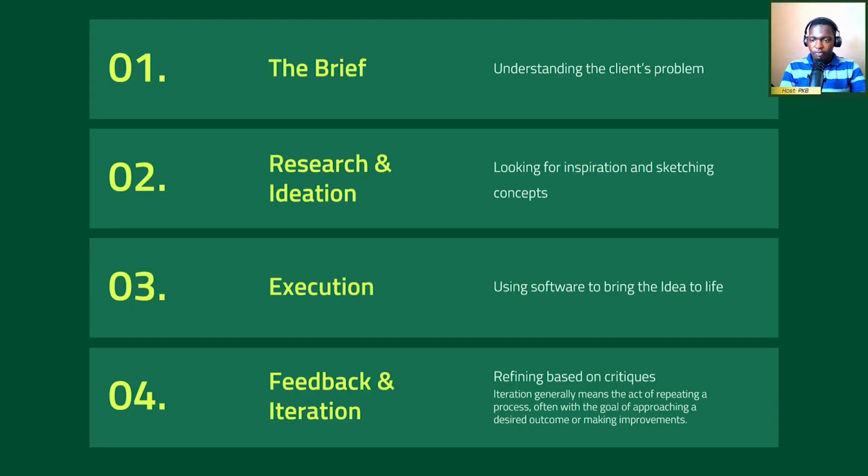And then 4, we have feedback and iteration. So here is where you refine based on critiques. So here you send whatever you executed to the client or the customer to look at, and once they approve, or let's say they have some thoughts of their own, maybe they want you to change a few things, add, or make some subtractions on the design, this is where you do it. This is where you go through all that. So here you might be going back and forth with the clients just to come out with the final thing.